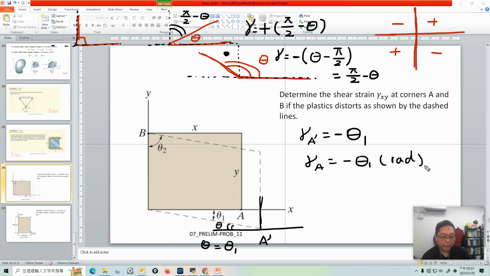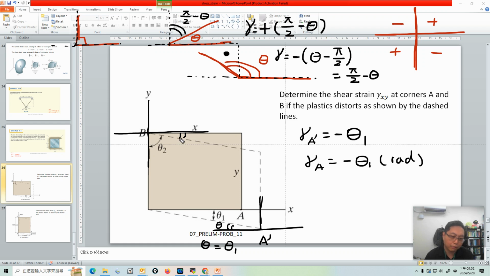Minus theta 1. Now we apply the same rule to point B. Point B here, after deformation, doesn't change. But we have some changes for the reference axes. Before deformation this is our reference axis, and after the deformation it changed to here. Initially horizontal, after deformation it is this tilted dash line. So the angle change is here.